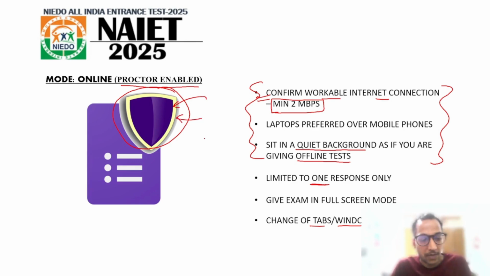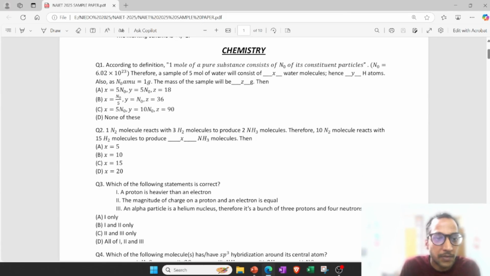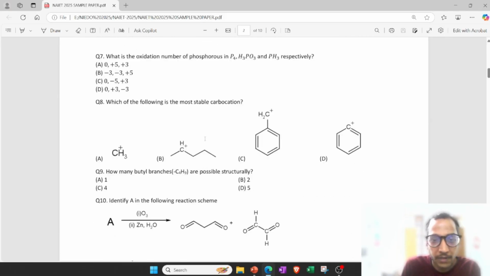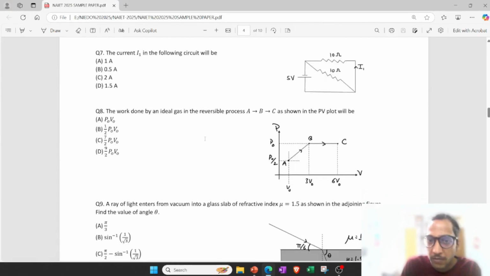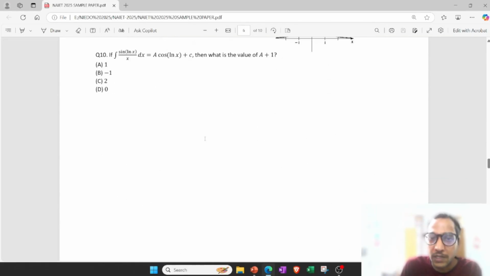Now let's talk about the kind of paper. There is a sample paper, and the link to the PDF of this sample paper will be provided in the description of this video. You can download this sample paper from that link, and there are questions from chemistry, physics, mathematics, and also biology, which will give you an idea of what kind of questions you are going to see in this examination.